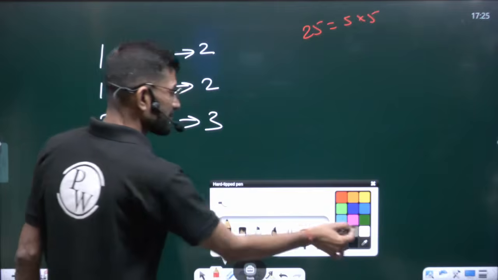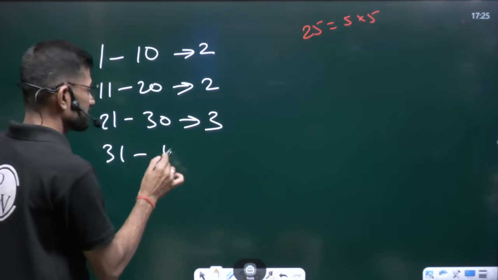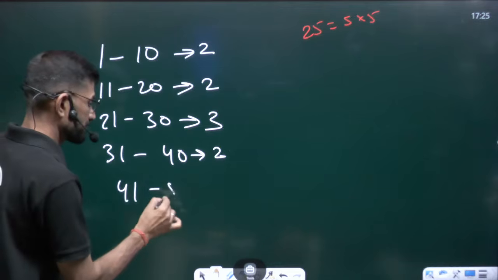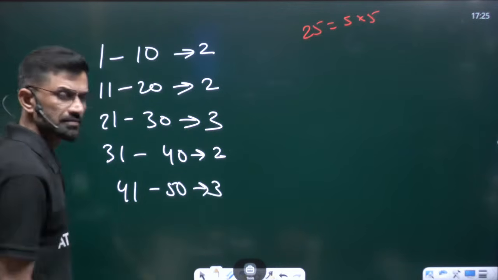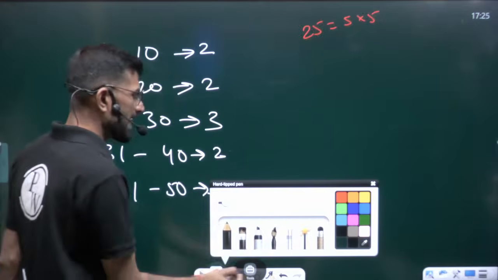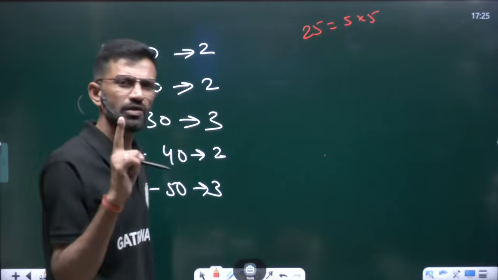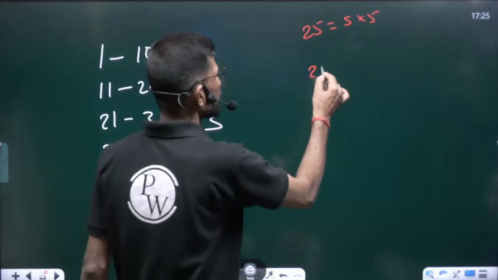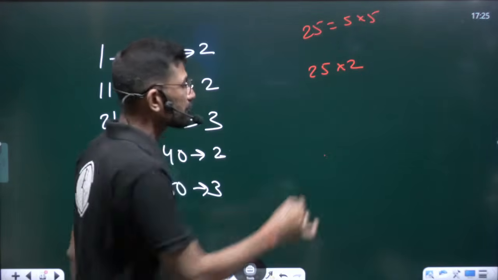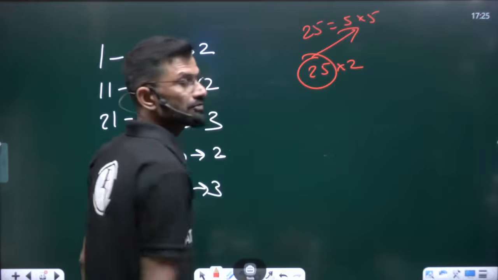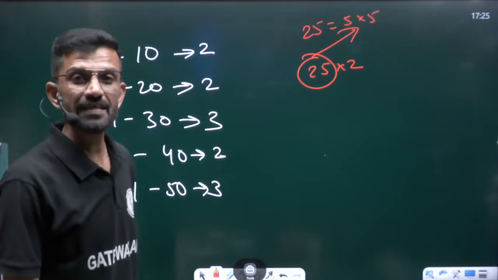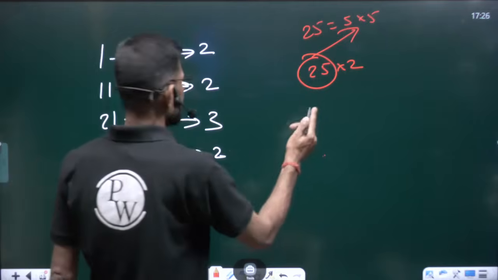Moving further, 31 to 40: again you will be getting 2 5s. 41 to 50: again you will be getting 3 5s. Why? 45 will have only 1 5, that is 9 5s are 45. But 50 can be written as 25 2s are 50, and 25 alone can be written as 5 5s are 25. Wherever 25 is there, that 25 alone has 2 5s.